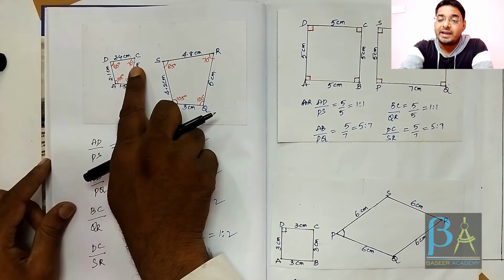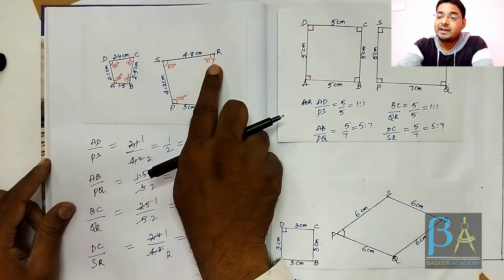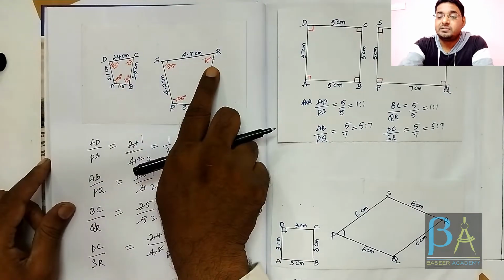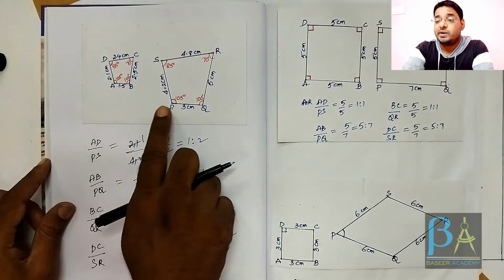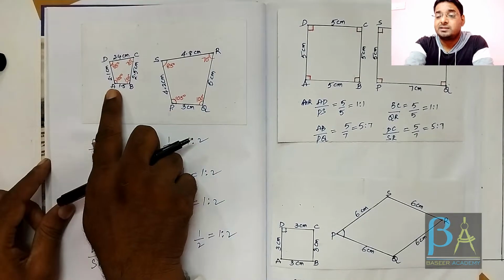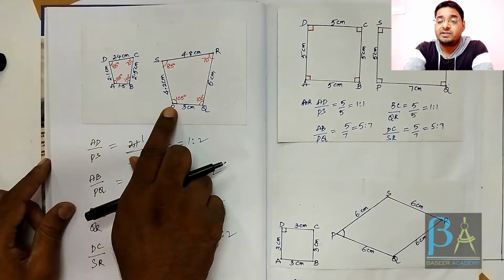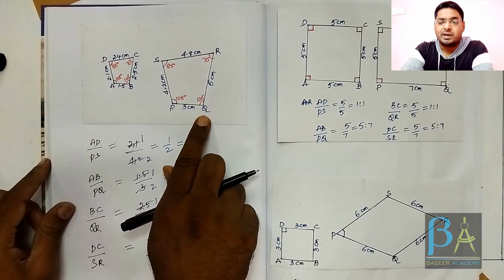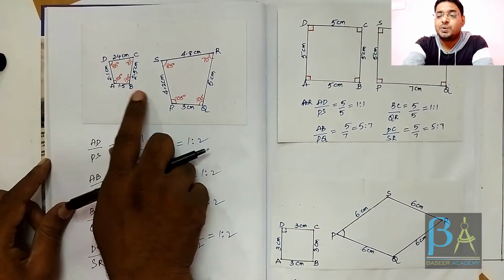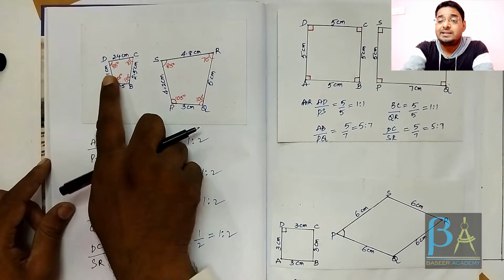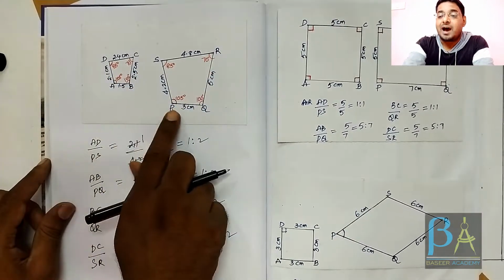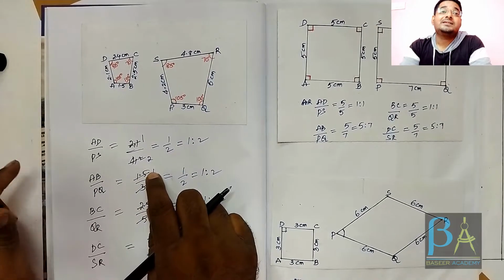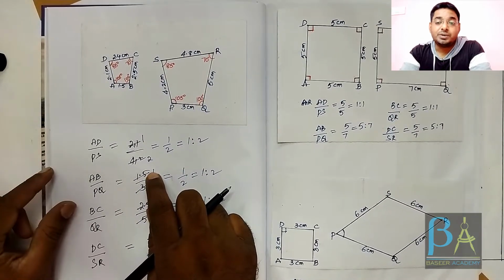And then for angle C, the corresponding angle is angle R, and I see that each of them is equal to 70 degrees. For angle A, the corresponding angle is angle P, and I see that each of them is equal to 105 degrees. For angle B, the corresponding angle is angle Q, and I see that each of them is equal to 100 degrees. So I see that the corresponding angles are equal here. Let us now check if the corresponding sides are in the same ratio.